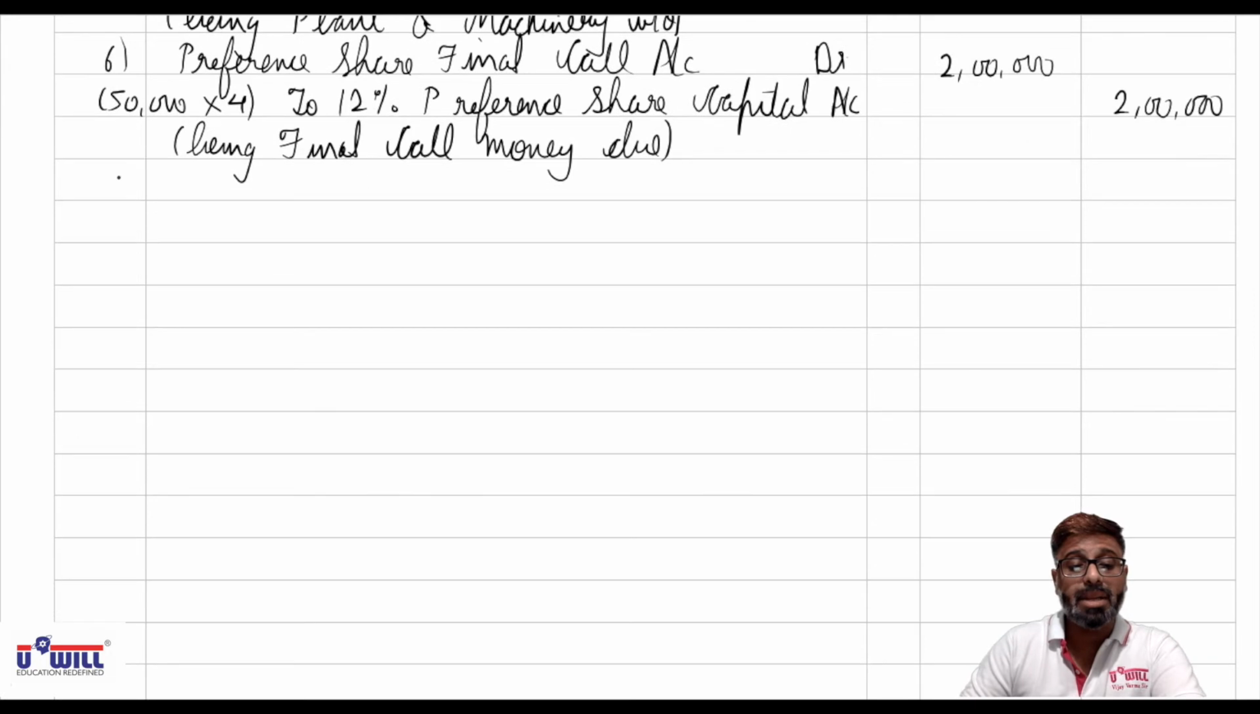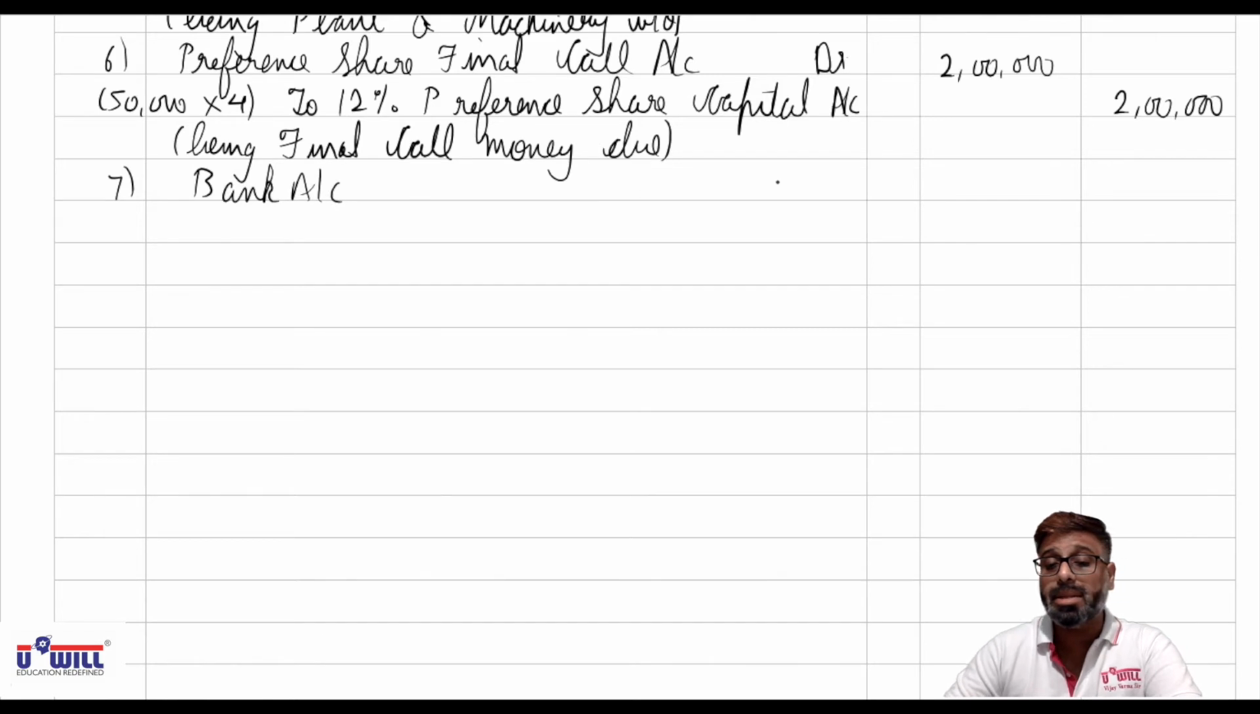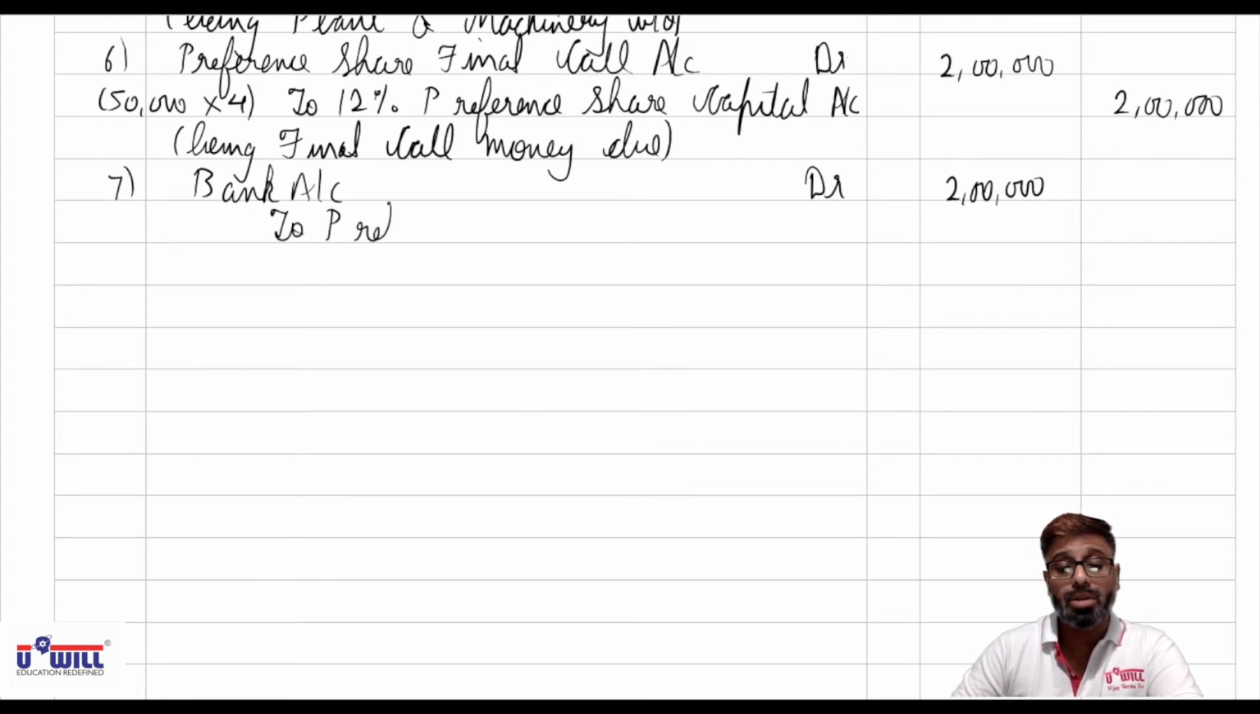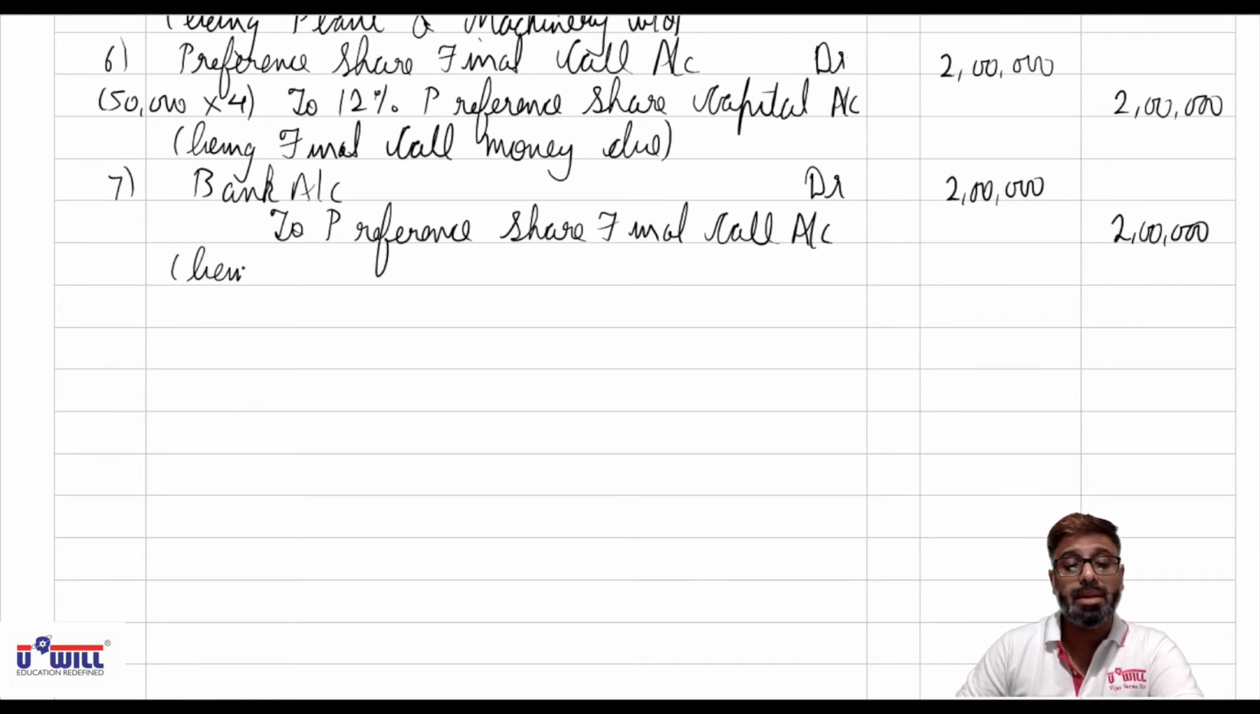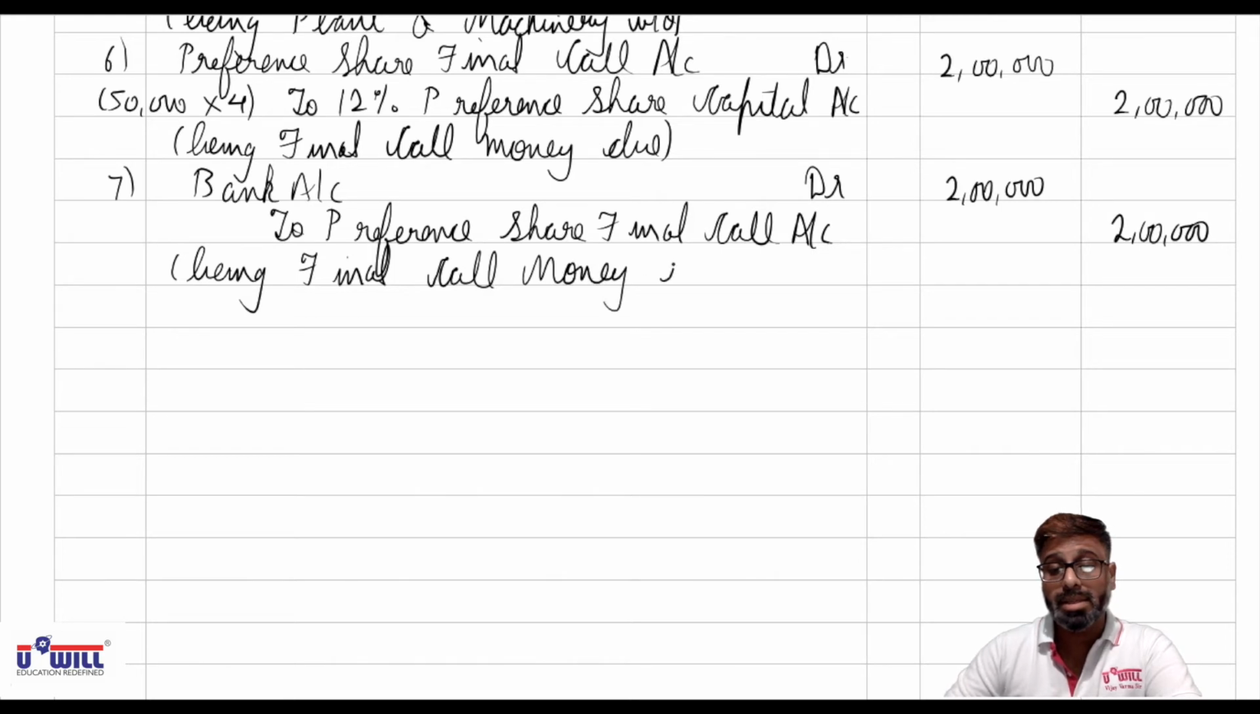Now for receiving that money, bank account debit, bank is the receiver, debit the receiver, bank account debit 2 lakhs and we will close preference share final call account. So we will credit to preference share final call account 2 lakhs. Being final call money received.